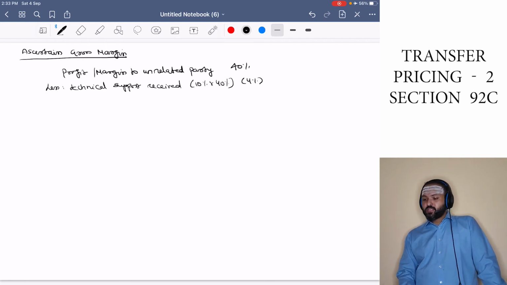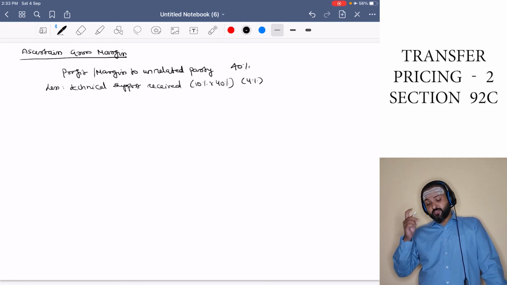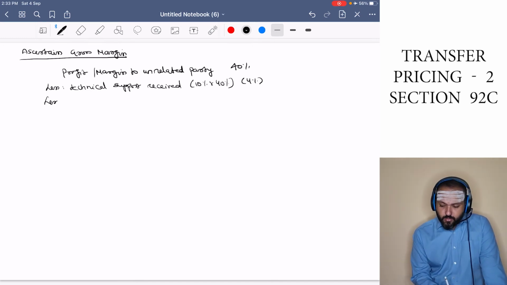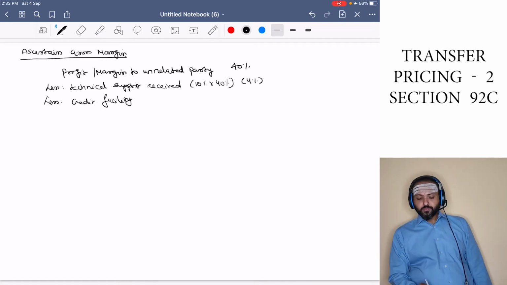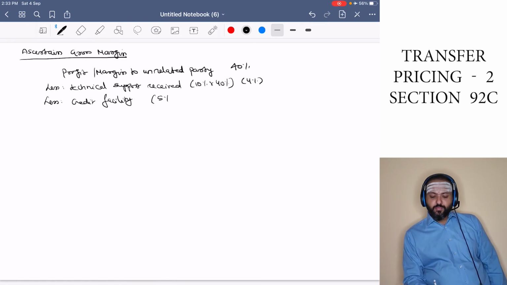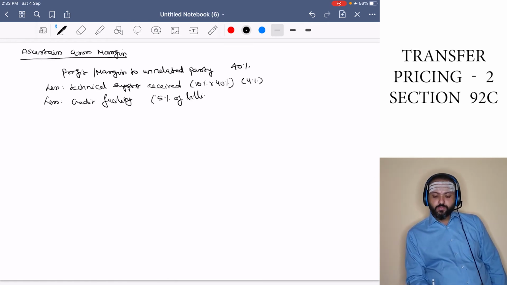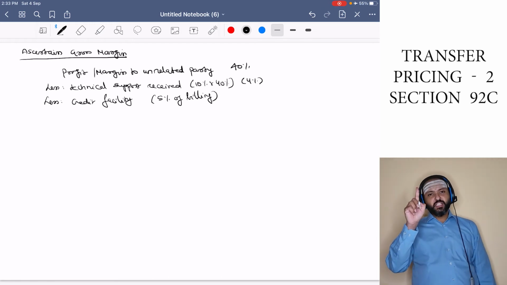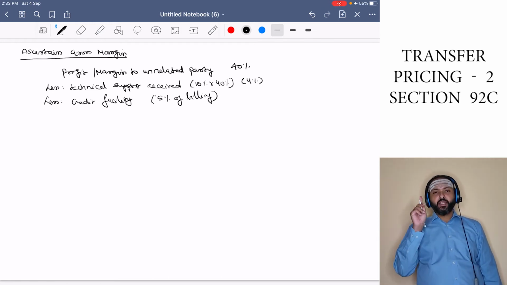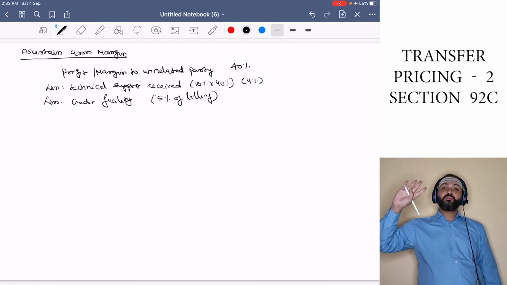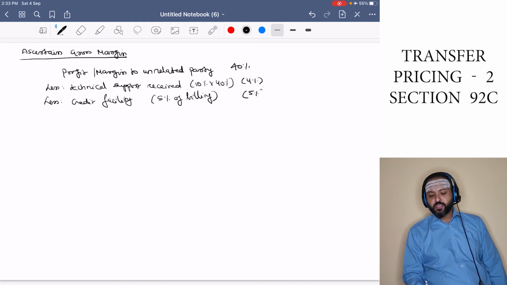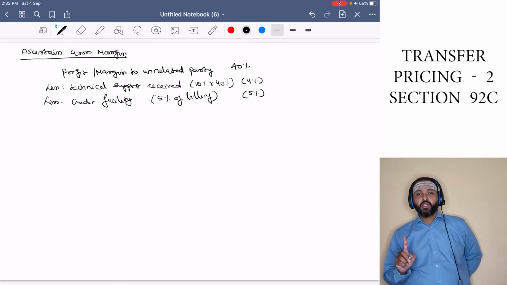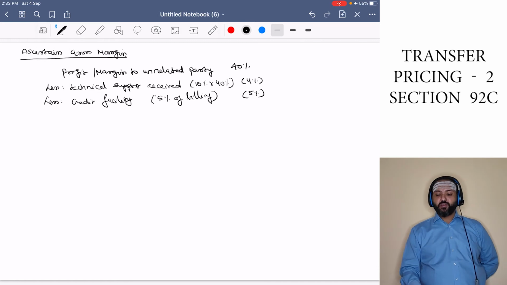Then 6 months credit facility is availed for 5% of the billing. So less credit facility. So 5% of billing value. Gross margin is 40%. So operating cost is going to be 60%. So what is billing value? 100%. 5% of 100% will be 5% only. So please don't go wrong here. So 5% of 100% will be 5% only.